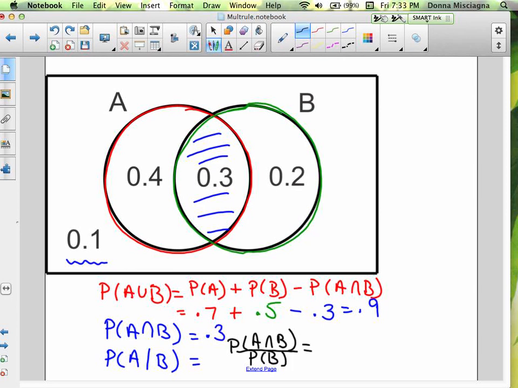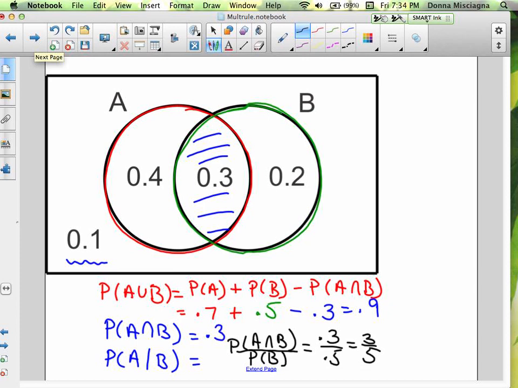So the intersection is 0.3. We just found it in the last problem. The probability of B is everybody in the green circle there. So that's going to be 0.5. And we should reduce this. All right, we can multiply both of those by 10 and get 3/5. So the probability of A occurring, given that B has occurred, is 3/5.